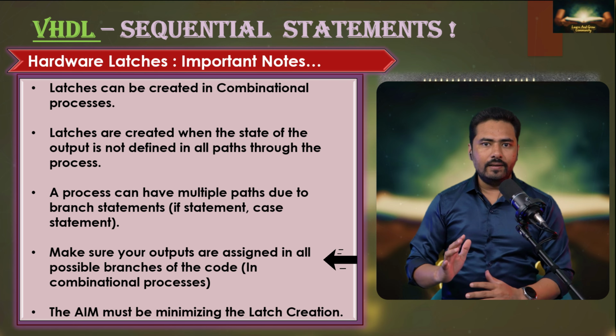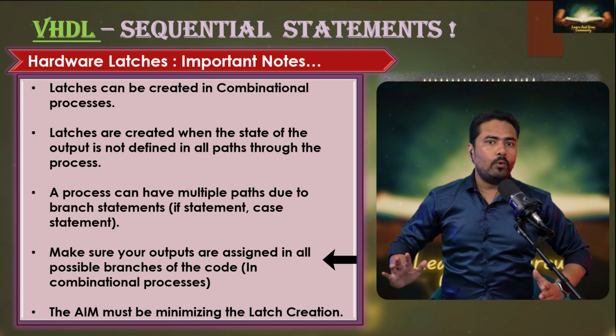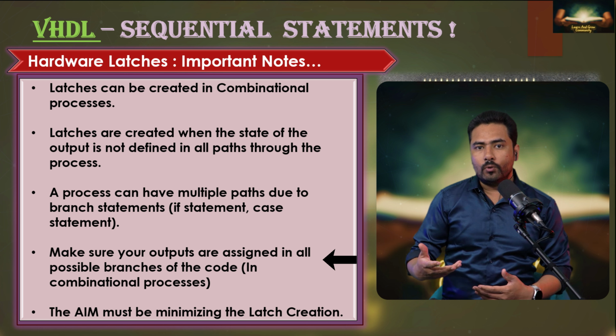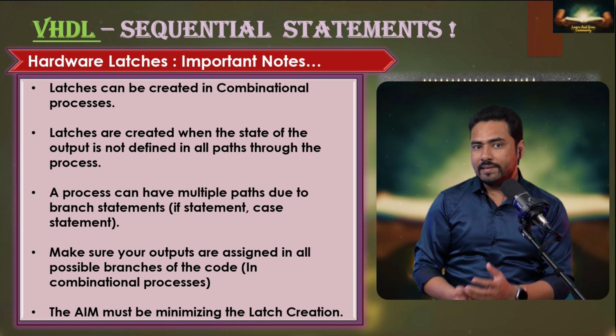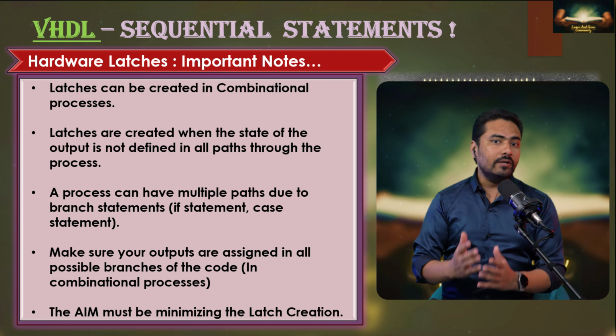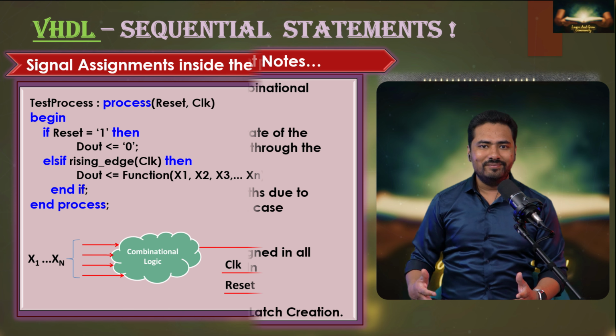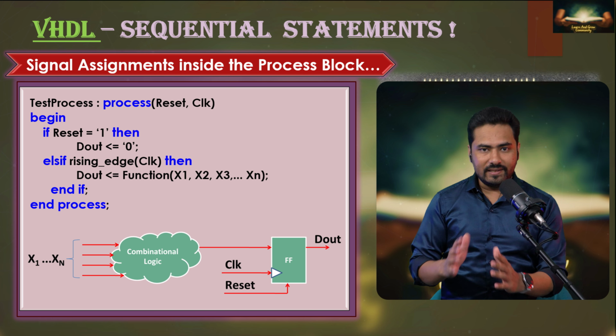The first method is to ensure that your output signal is assigned for all the possible branches in your combinational processes. The second method is to use a register process instead of a combinational process if your requirement is not affected because of it. Now we are covering this register process block in more detail in this section.